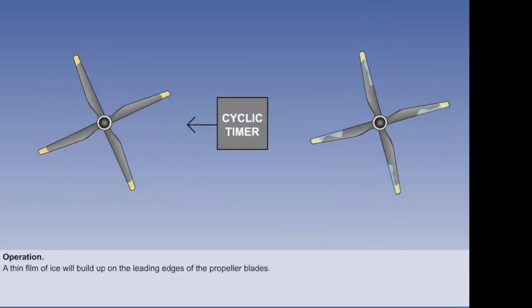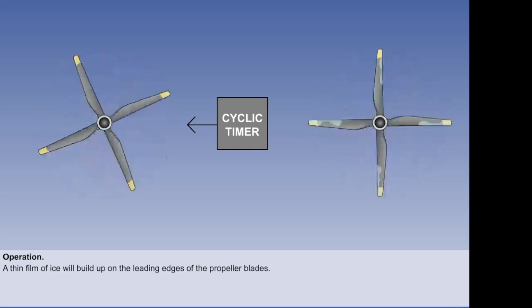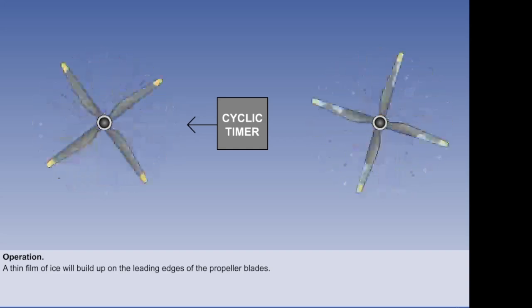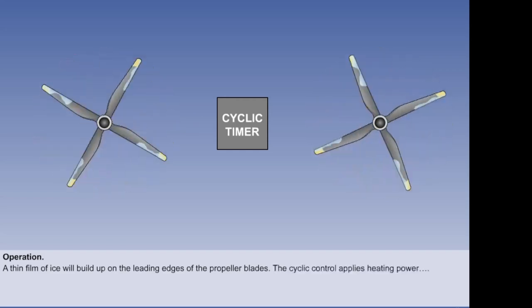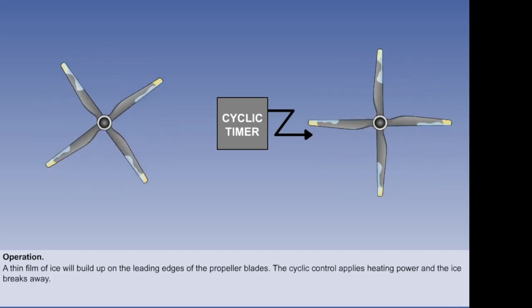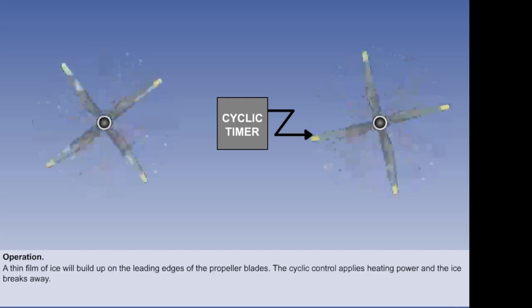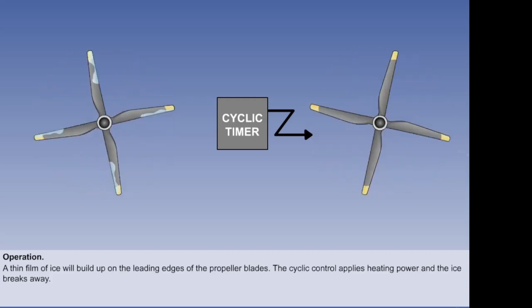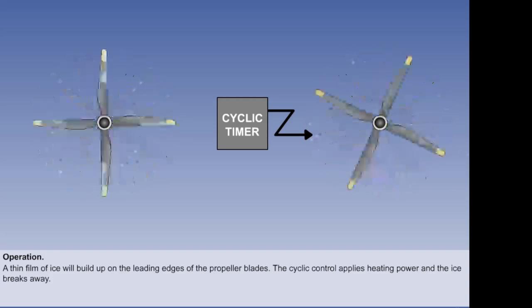In icing conditions, during the unheated period, a thin film of ice will build up on the leading edges of the propeller blades. Before this film builds up sufficiently to interfere appreciably with the aerodynamic characteristics of the blades, the cyclic control applies heating power. The ice in contact with the blade surfaces melts, breaking the bond between the ice and propeller blade. The remaining ice is then carried away under the action of centrifugal and aerodynamic forces.